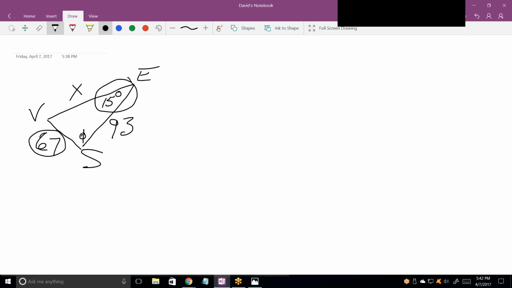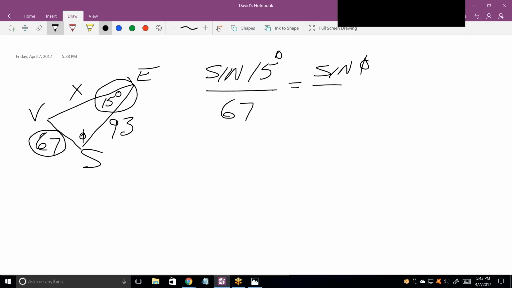Sine of 67 degrees over 15. Remember, you always take trig functions of angles, not sides. I'm sorry, I misread it. Yeah, so sine of 15 degrees over 67 equals sine of theta. I think that's delta. Okay. Over x.